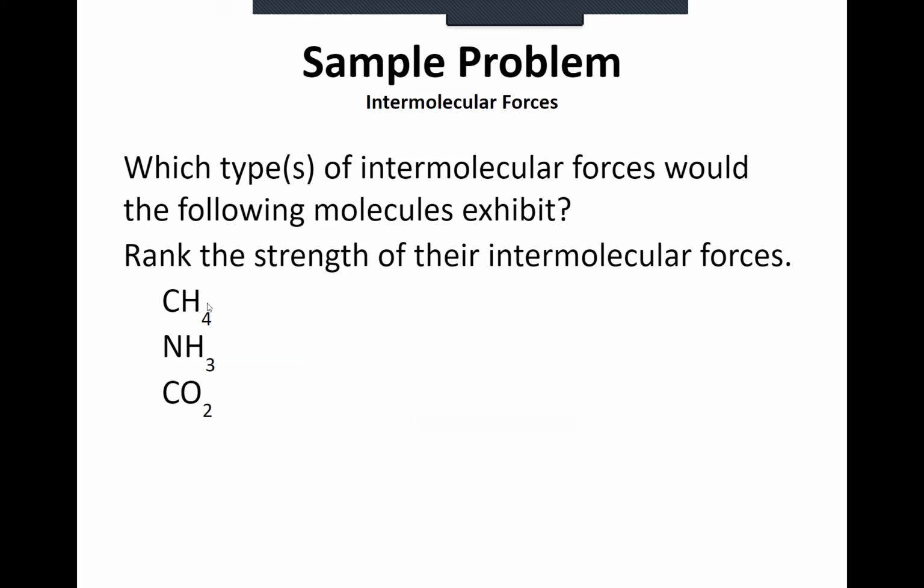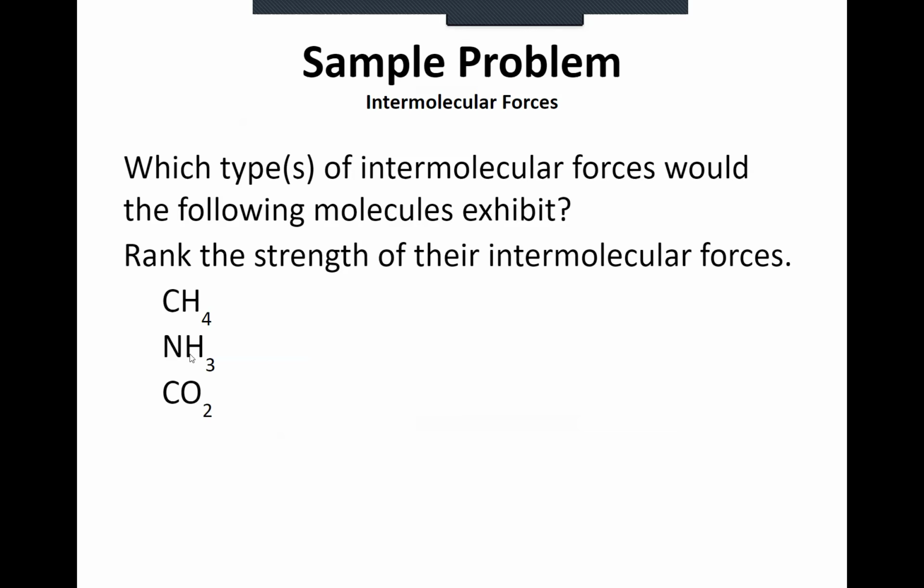And I know that by looking at the electronegativity chart, or you could just remember on the periodic table, if it's not fluorine, oxygen, nitrogen, or chlorine, then it's not a particularly electronegative atom. Okay, so we've got a nonpolar molecule here. The only kind of intermolecular force that CH4 would exhibit is London dispersion forces.